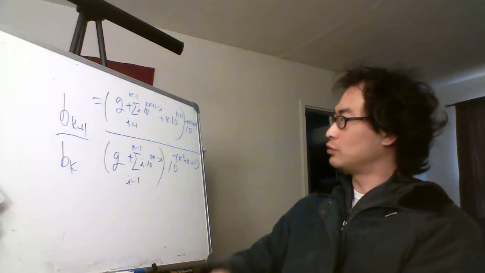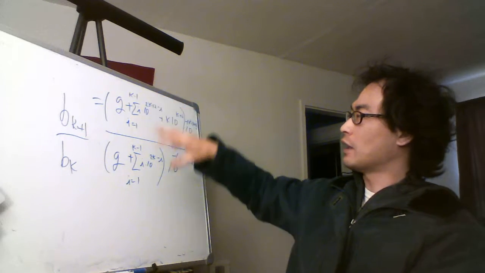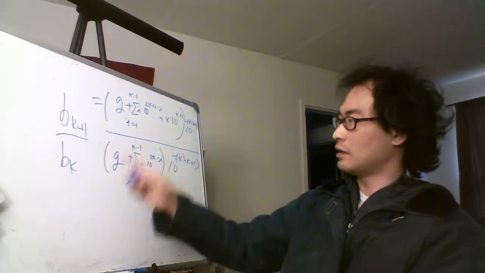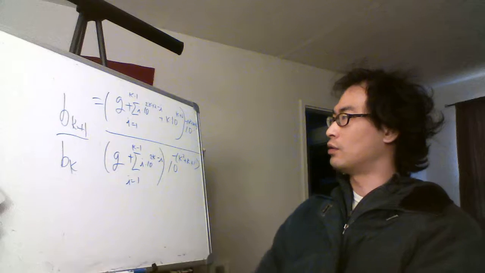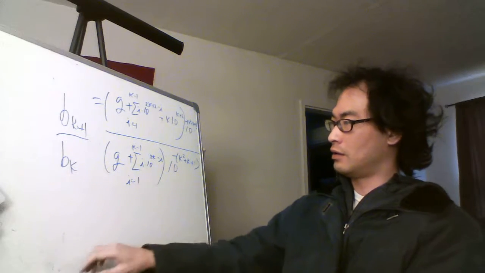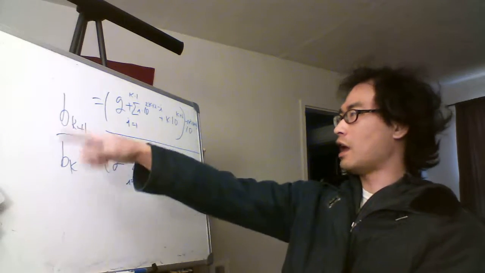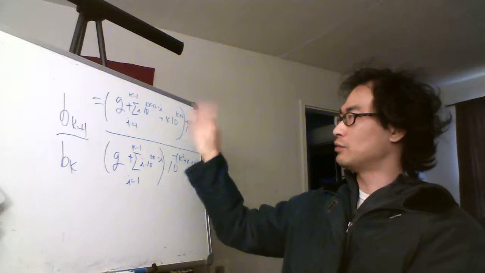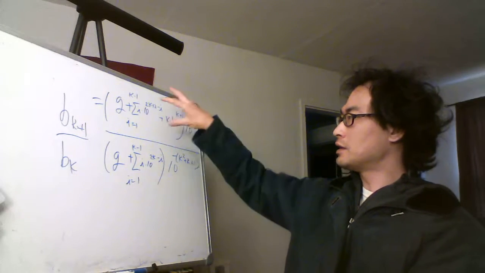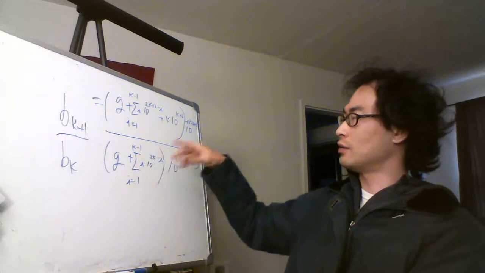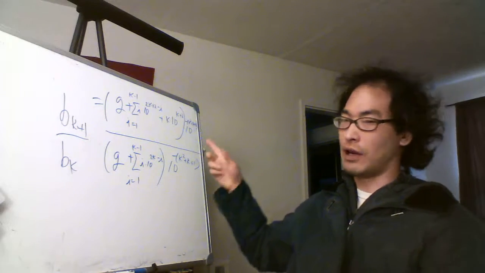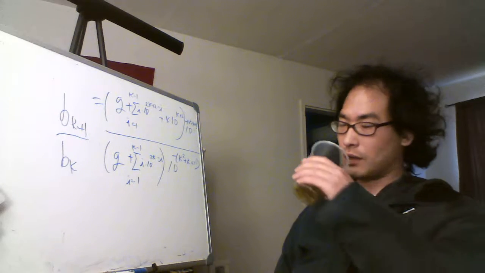Our goal is to prove that this guy is smaller than this guy. It should go to 0 as k goes to infinity, this should become 0. So this guy is bigger than this guy, I mean, smaller than this guy. So this ratio is less than 1. That's the ratio test.